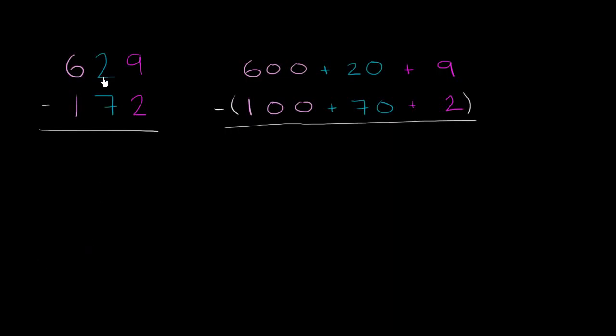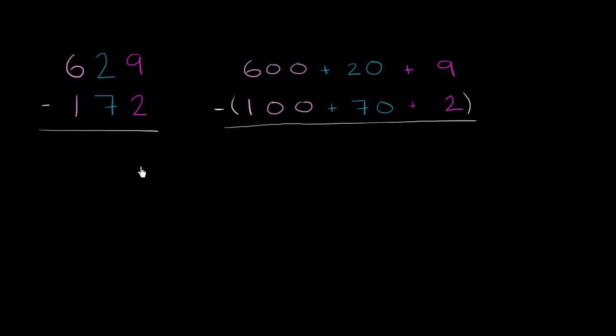I've written the same subtraction problem twice. Here we see we're subtracting 172 from 629. And all I did here is I expanded out the numbers. I wrote 629 as 600 plus 20 plus 9. And I rewrote 172. The 1 is 100, so that's there. This is 7 tens. It's in the tens place, so it's 70. And then the 2 is 2 ones, so it just represents 2. And we'll see why this is useful in a second.